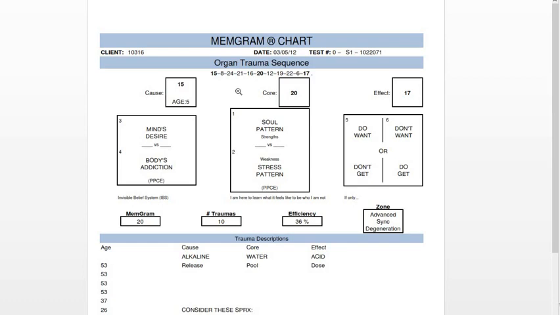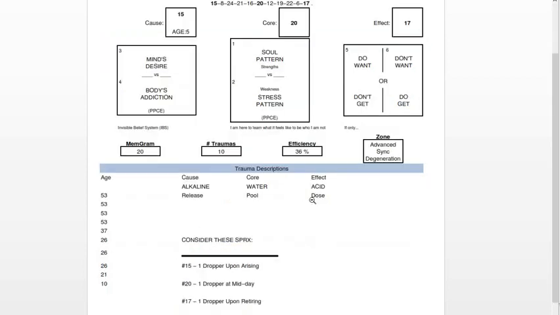So let's move down here on the chart now and talk about something that is lower here. You see the list of ages. How many do you have? This person has 10 ages. These are called trauma ages.